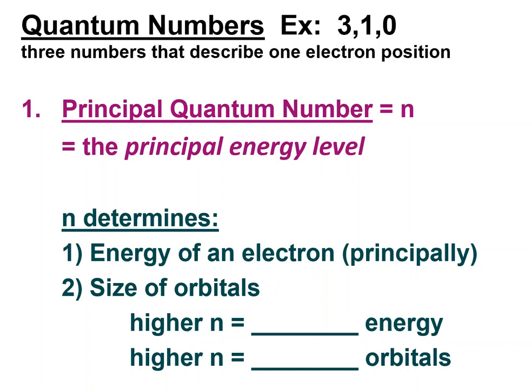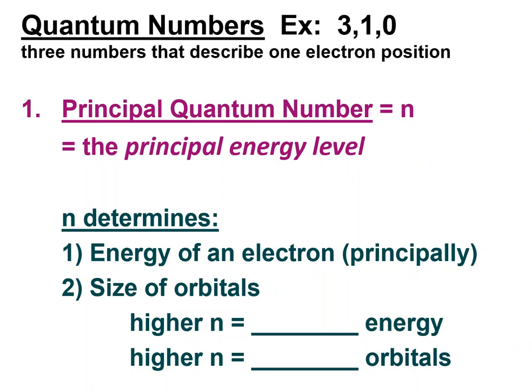Let's look at quantum numbers. They are another way of saying an electron's position, or where it is. In other words, quantum numbers are three numbers. There is a fourth one, but we're not doing the fourth one. Anyway, three numbers that will tell you the energy level, orbital shape, and also which specific orbital an electron is in.